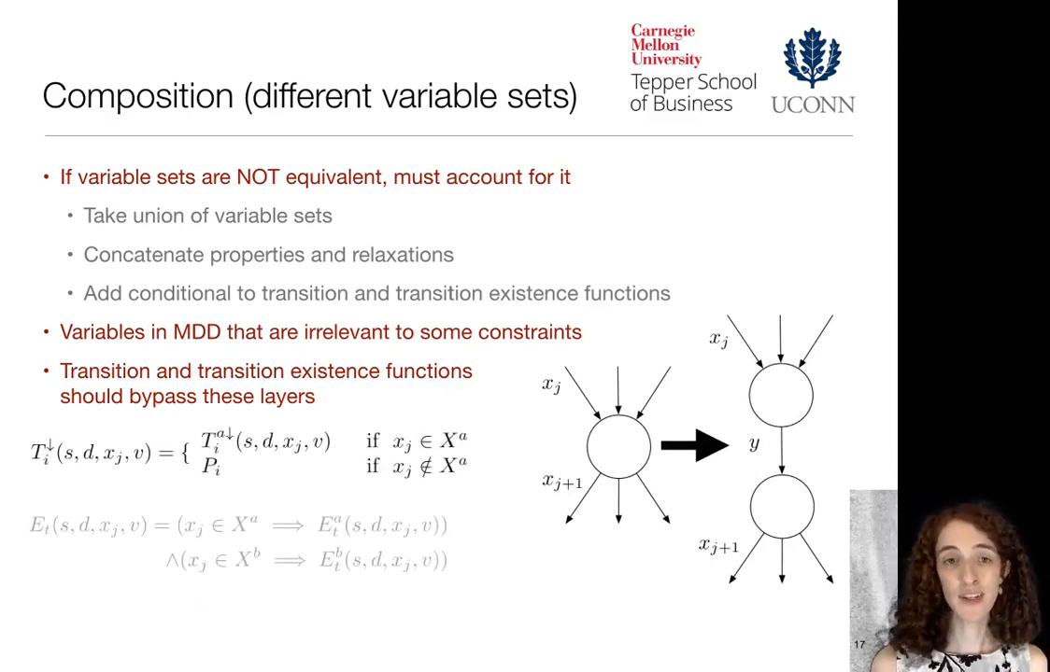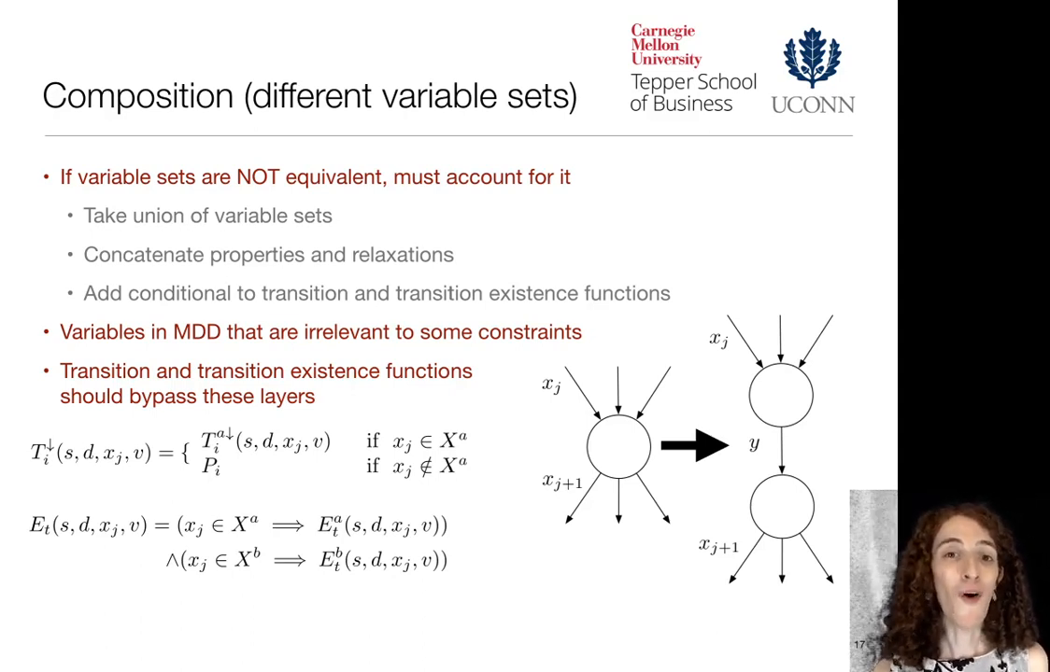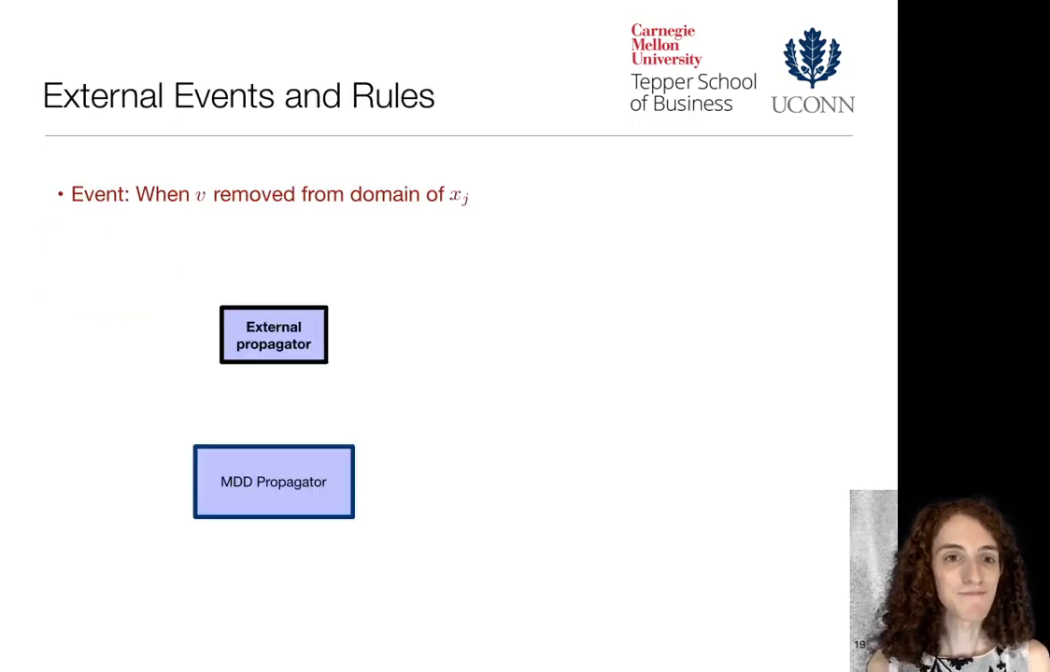In the case of transition functions, we will copy the value from parent to child, or child to parent in the case of reverse functions. And for existence functions, we will call them only if it's a layer that is relevant to that variable, or the variable is relevant to the constraint. And with all of that, we can now have our language. So how does it work in action?